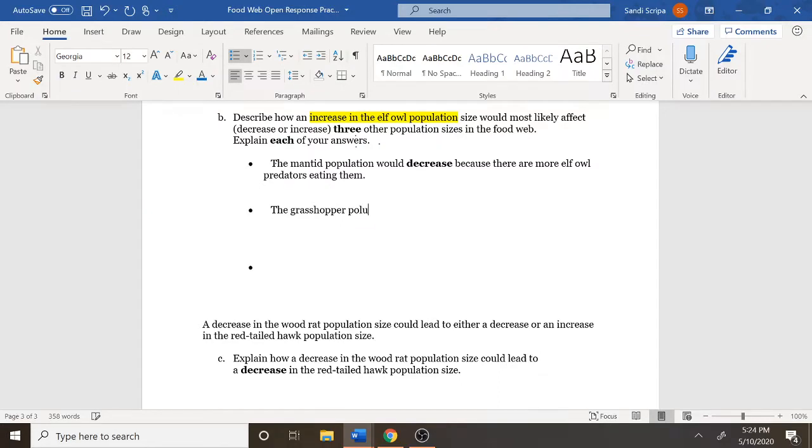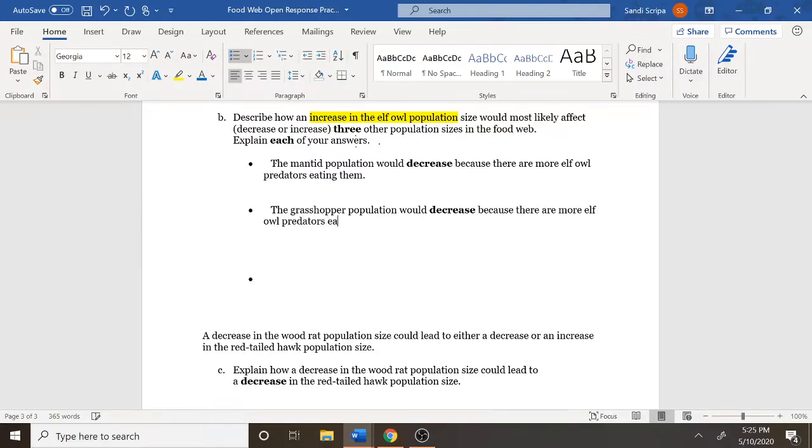Grasshopper population would decrease, and I'm just going to copy the exact same reason I had before. Can't spell decrease correctly. Because there are more elf owl predators eating them.